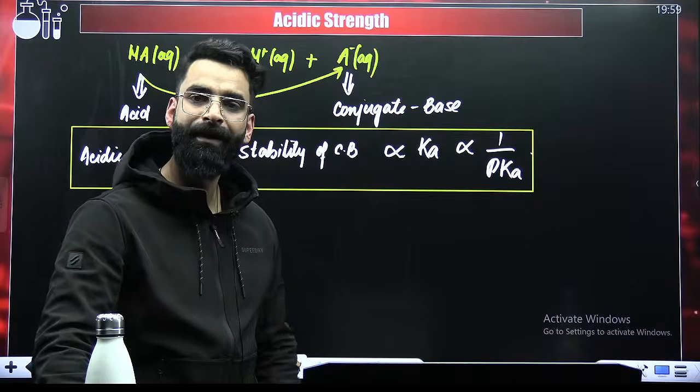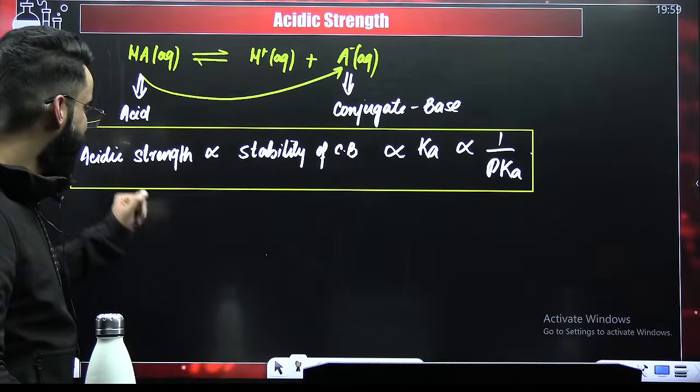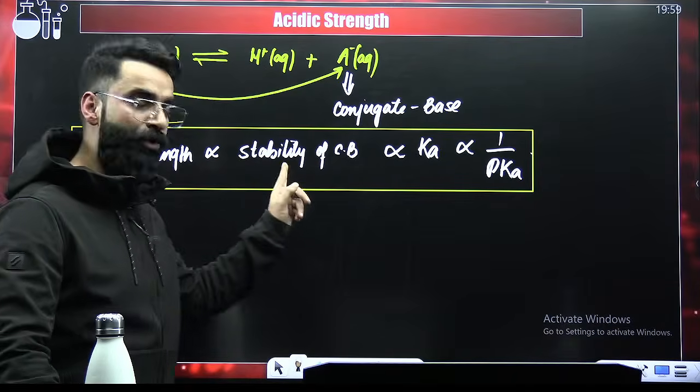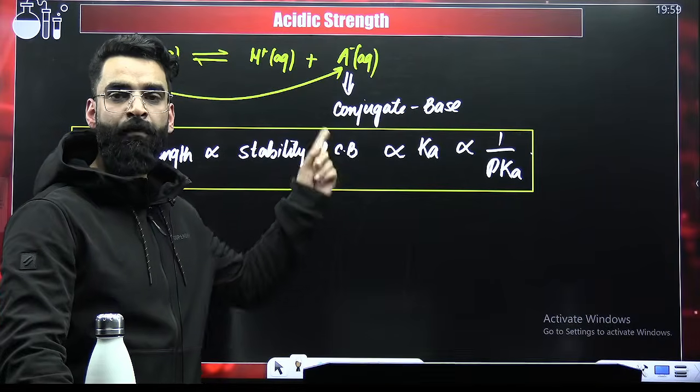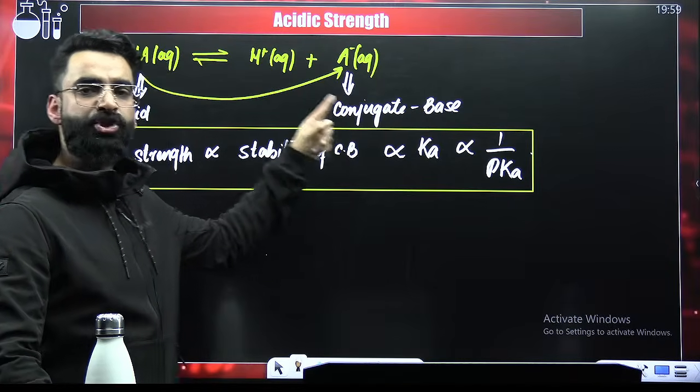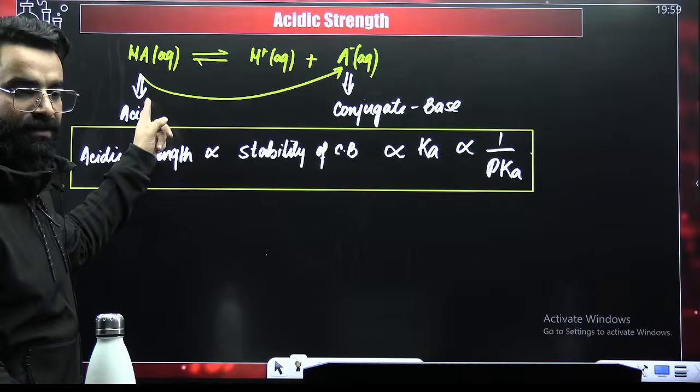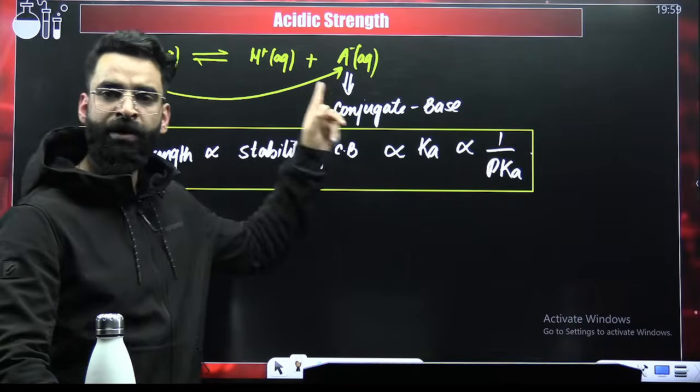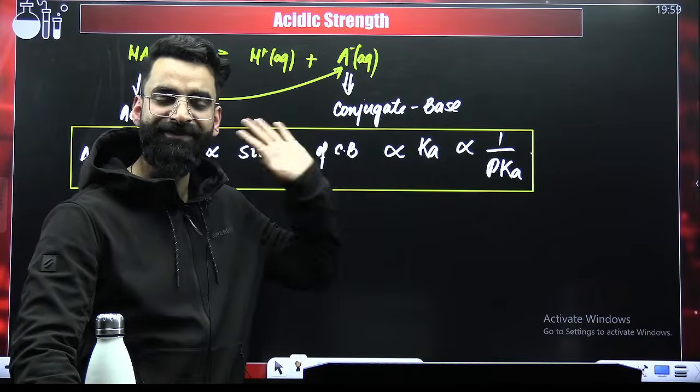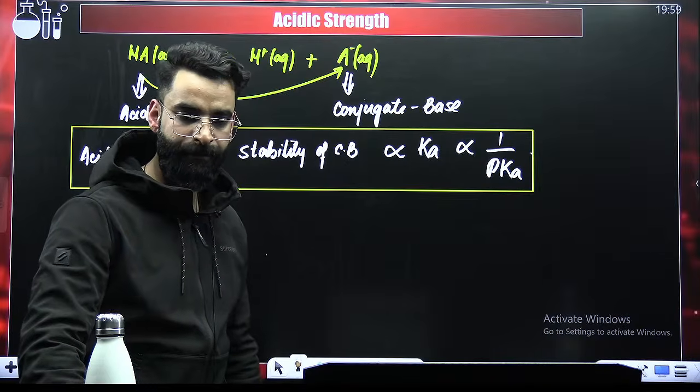Perfect, people. Now, the point is, acidic strength is directly proportional to the stability of the conjugate base. The more stable the conjugate base, the stronger the acid is going to be. And the stronger the acid, the more the Ka value and the lesser the pKa value.